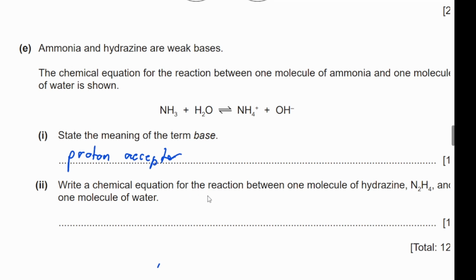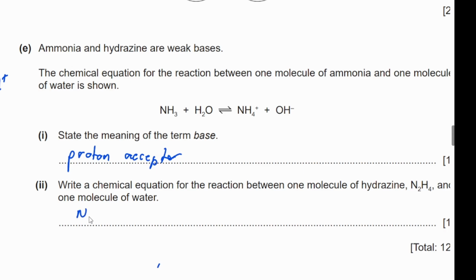Write a chemical equation for the reaction between 1 molecule of hydrazine and 1 molecule of water. So this question is basically asking what happens when you add hydrazine to water. Since they tell you it's a weak base, it will dissociate in water and accept a proton. In this case, a proton would mean an H+. So you accept an H+.